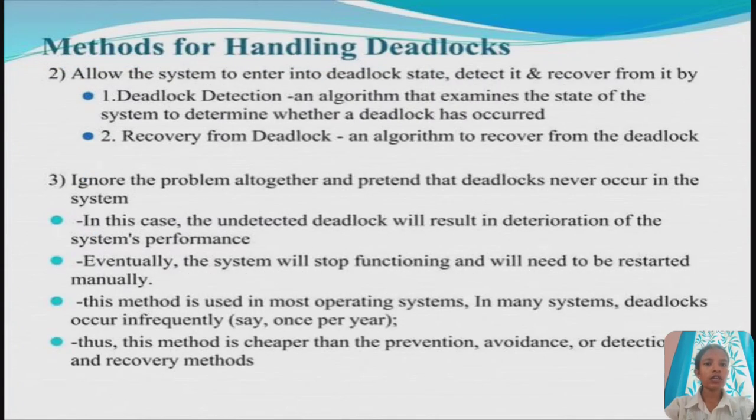The second one allows the system to enter into a deadlock state, detect it, and recover from it. Deadlock detection is an algorithm that examines the state of the system to determine whether a deadlock has occurred. Recovery from deadlock is an algorithm to recover from the deadlock. The third one is to ignore the problem altogether and pretend that deadlocks never occur in the system. In this case, the undetected deadlock will result in deterioration of the system's performance.